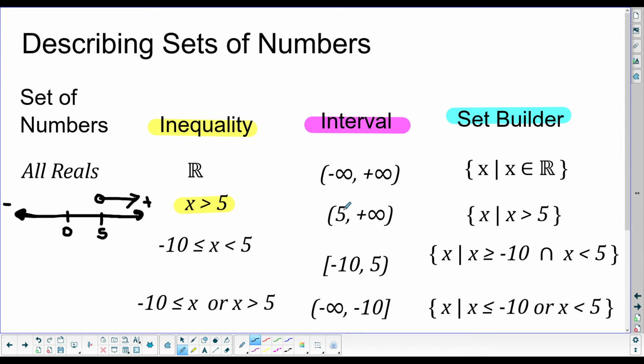So it means all the numbers from 5 to infinity, all the numbers from -10 to 5, all the numbers from negative infinity up to -10, all the numbers from negative infinity to positive infinity. We're talking about this interval. It's the numbers between these two numbers. The smallest number is always on the left, and the largest number is always on the right. Now, let's talk about that in a little more detail.